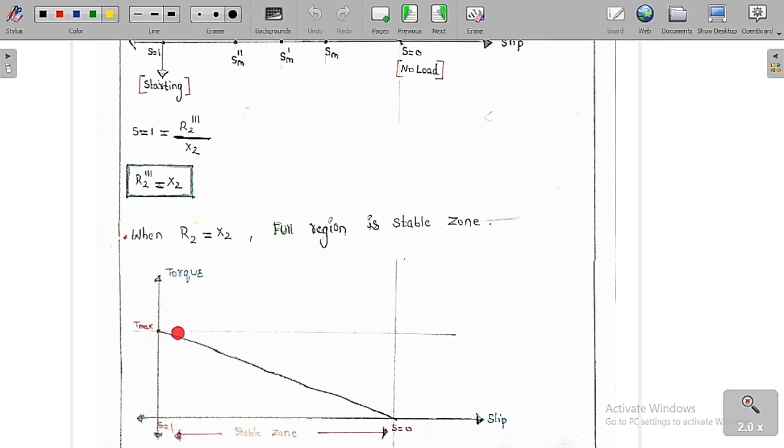So you are going to get a straight line. This is called the full stable zone. From S equal to 0 to S equal to 1, we are going to get the full stable zone. This is what we are going to get.